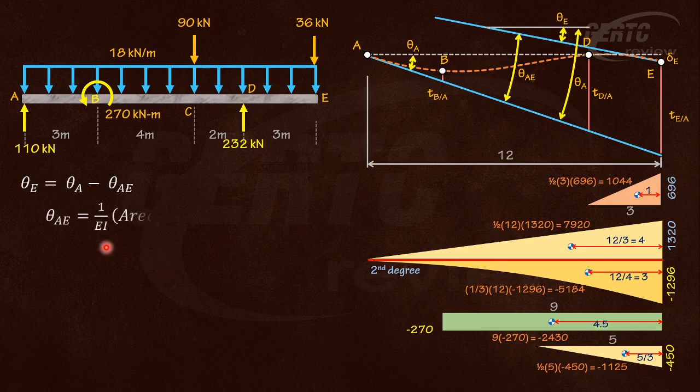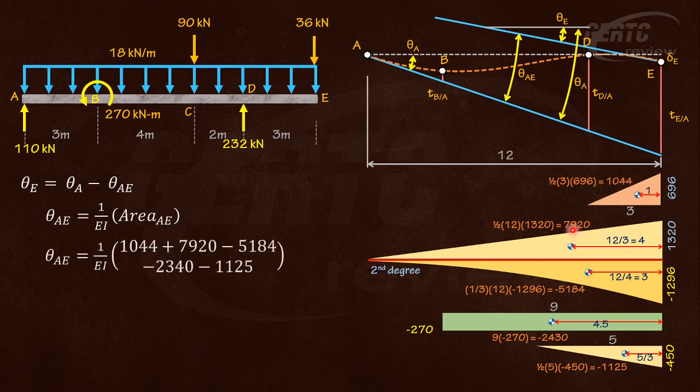Alright? So, what is left for us to solve now is the theta AE. Theta AE is equal to 1 over EI times the area of the moment diagram between A and E. So, all the areas there. So, we just substitute. 1 over EI, so that is 1,044 plus 7,920 minus 5,184 minus 2,320 and minus 1,125. No more moment arm. We are only after the area. Then we have the angle. So, 225 kilonewton meter squared over EI. So, notice that the answer is positive, meaning the slope is increased.